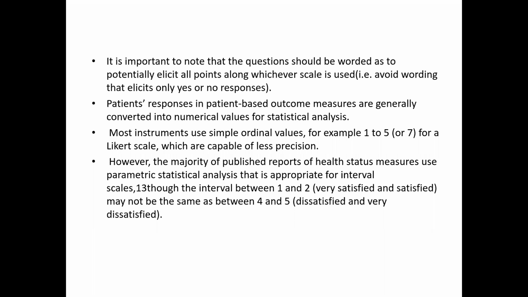Patient-based outcome measures are generally converted into numerical values for statistical analysis. Most instruments use simple ordinal values, for example 1 to 5 or 7 for a Likert scale, which are capable of less precision. However, the majority of published reports of health status measures use parametric statistical analysis that is appropriate for interval scales, though the interval between 1 and 2, very satisfied and satisfied, may not be the same as between 4 and 5, dissatisfied and very dissatisfied. Next.